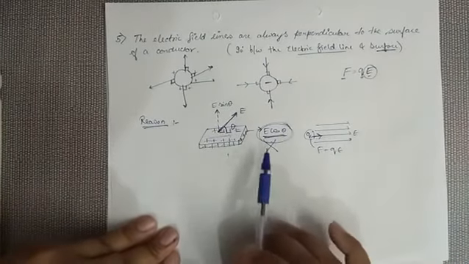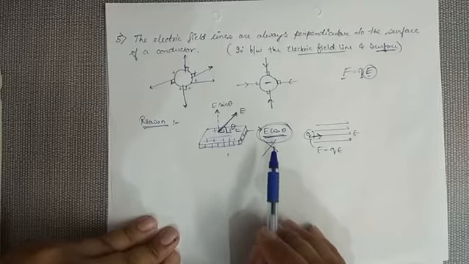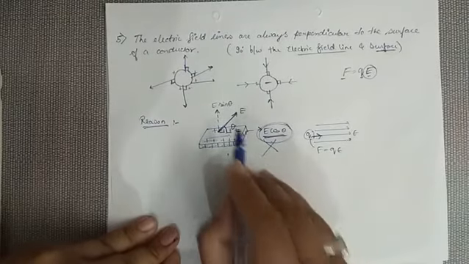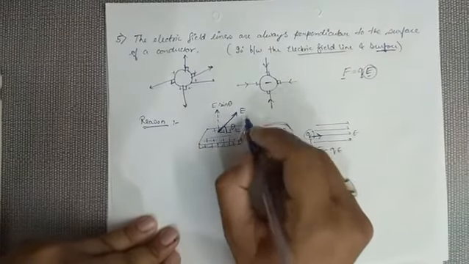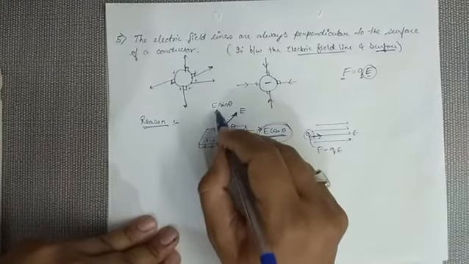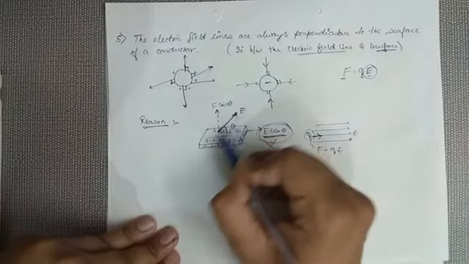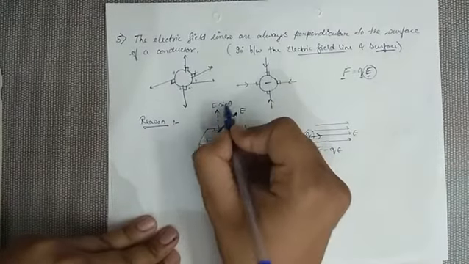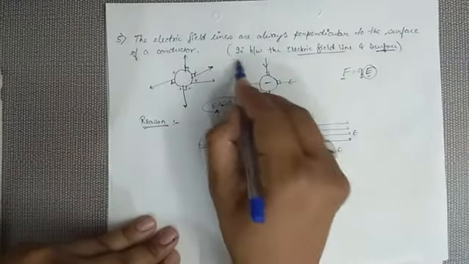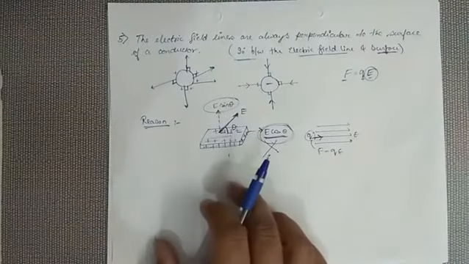We do not find any such phenomenon on the charged body, so we say that electric field lines are always perpendicular to this body. They can never be along the body, nor can they make any angle other than 90 degrees. These electric fields are always making 90 degrees with the charged body.